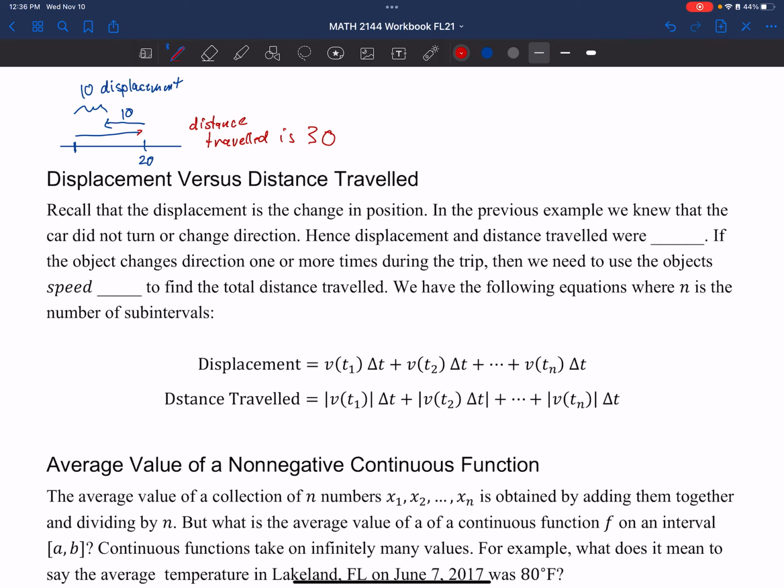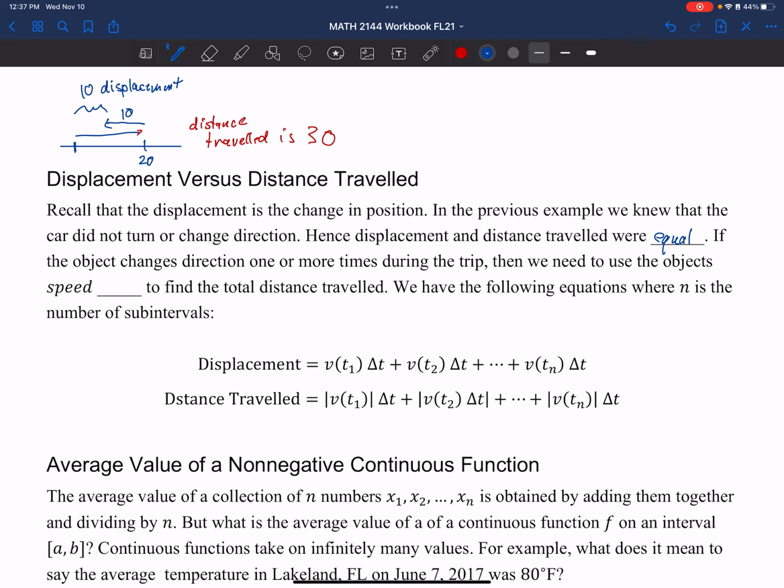Recall that displacement is simply the change in position. In the previous example, we knew that the car did not turn or change direction. Hence, the displacement and the distance traveled were equal, because it told us that it was not changing directions. If the object changes direction one or more times during the trip, we need to use the object's speed.